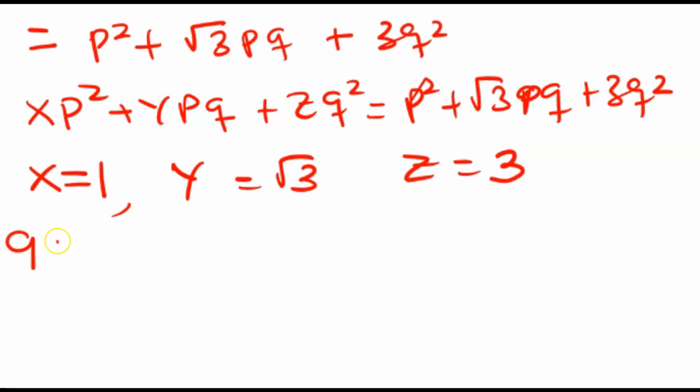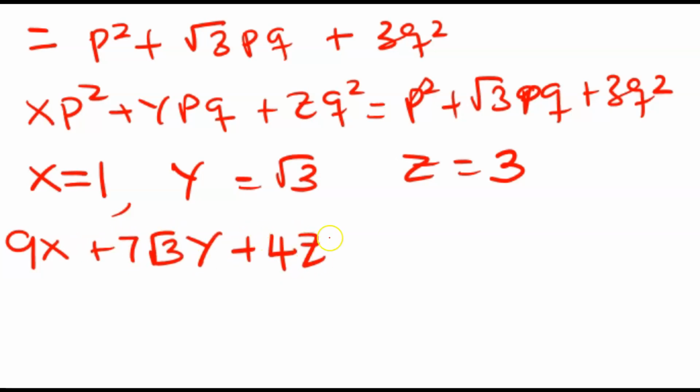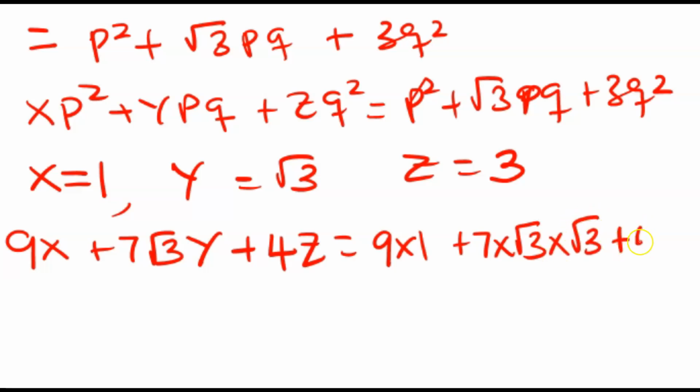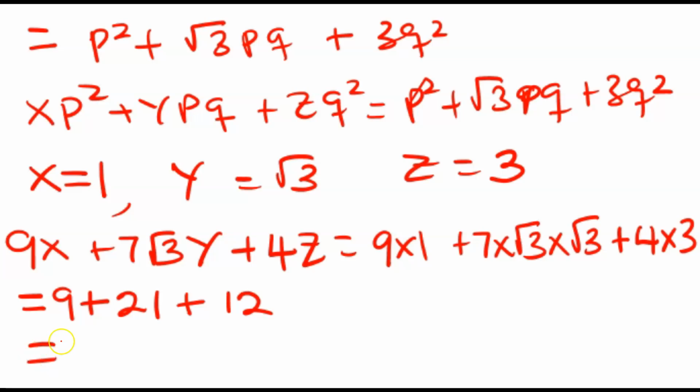So therefore 9x plus 7√3y plus 4z will be 9 times 1 plus 7 times √3, y is also √3, plus 4 times 3. This is equal to 9 plus √3 times √3, which is 3, so 3 times 7 is 21, plus 4 times 3, which is 12. So when we put them together, 9 plus 21 is 30. 30 plus 12 is 42. That is the answer.